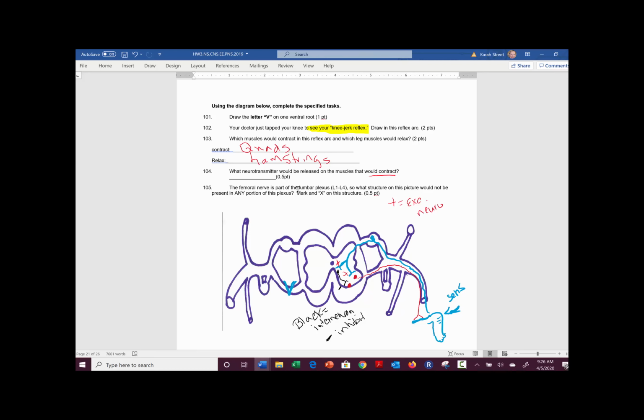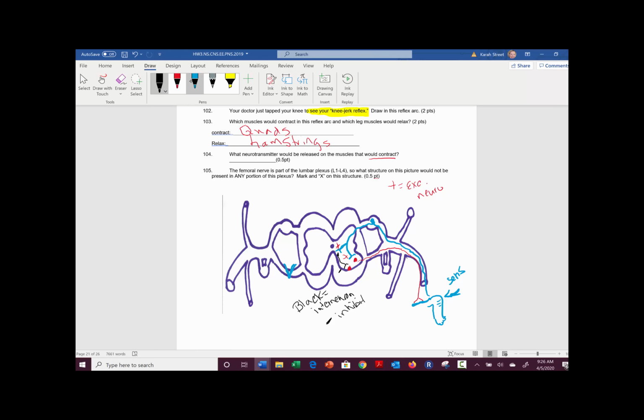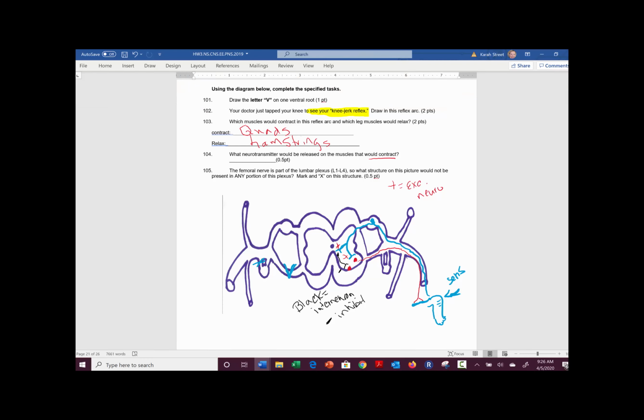Okay, and if we are told that this is part of the lumbar plexus, L1 through L4, what part should not be there in any portion of this plexus? Well, L3 and L4 are below the level where we would have a white communicating ramus. So it says for any portion of this plexus, so a white communicating ramus would not be there. And this picture is showing you right here a pelvic splanchnic nerve for the parasympathetic division. Well, that is not there until S2, S3, S4. So that also would not be there.